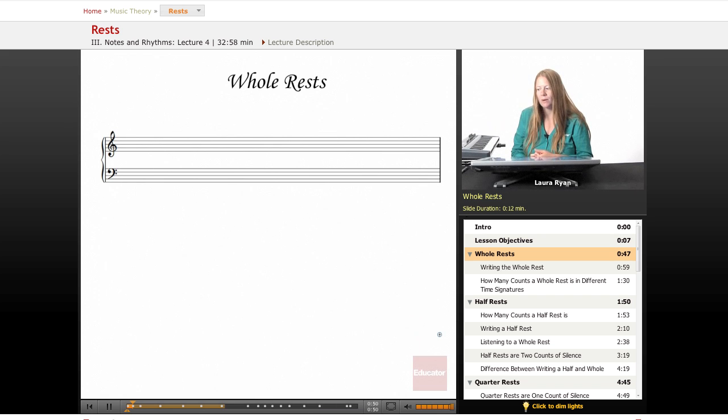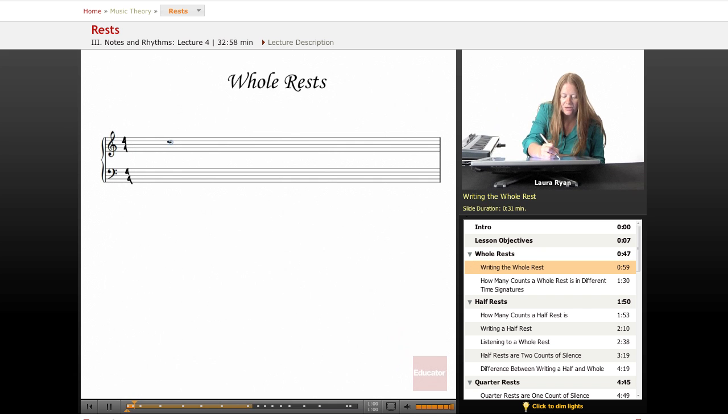So we're starting with whole rests, which, if we're in the time signature of 4/4, is going to be 4 counts of silence. And the whole rest lives here. If we count the lines of the staff, 1, 2, 3, 4, 5, the whole rest lives right below the line that's second from the top in both staffs.